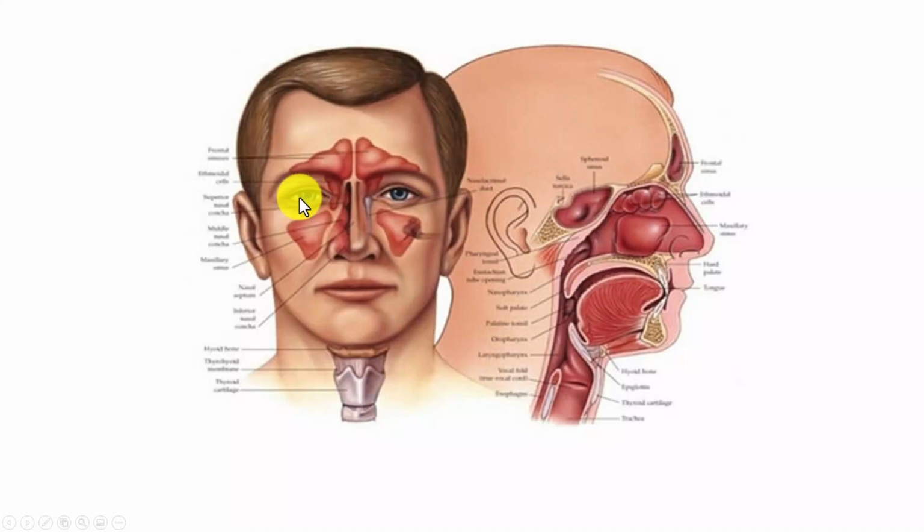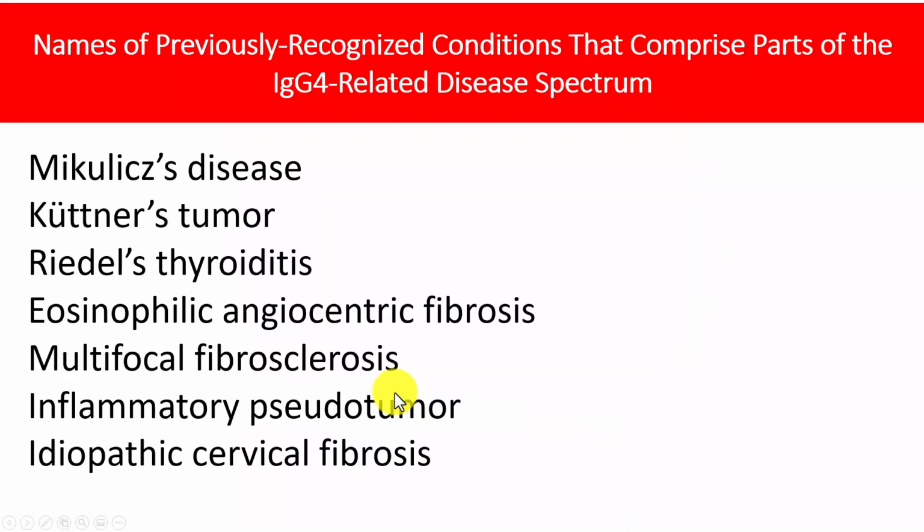So just some of the manifestations of the disease in the schematic: it can affect the sinuses, the lacrimal gland, the nasal cavity, the parotid glands, and very frequently the submandibular gland. There have been manifestations described in the larynx, and I could go on and on, but I won't.